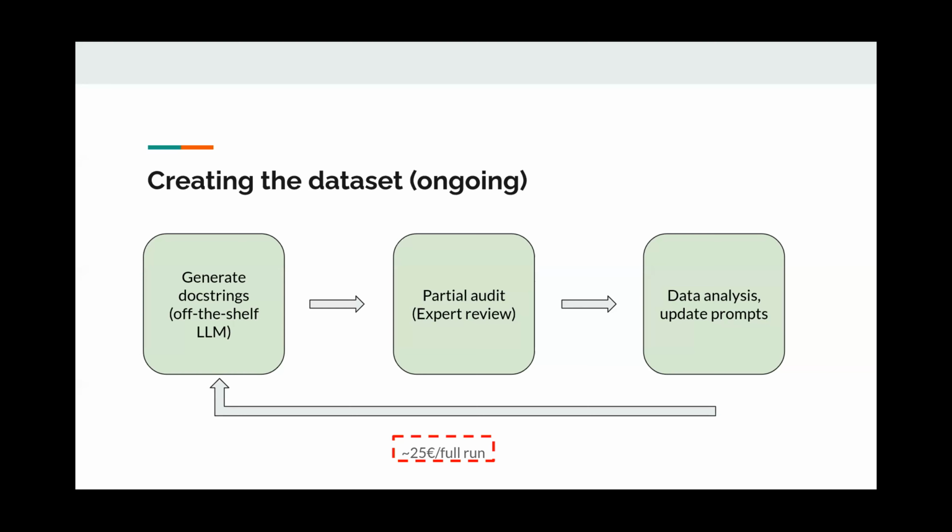Then we do a partial audit done by MathComp experts. And based on this partial audit, we do a data analysis and we update prompts in the hope that the next generation of docstrings will be better. And at the end, what we aim for is to have 95% of docstrings judged acceptable by experts when they are uniformly drawn. And the overall pipeline costs 25 euros for a full run to generate every docstring. So it's kind of okay to do it multiple times.